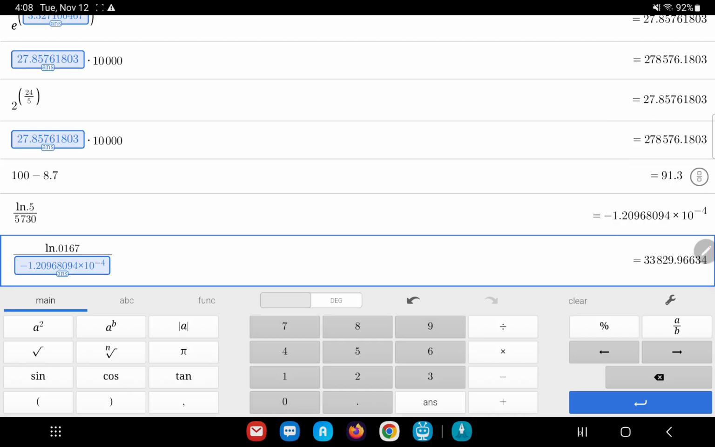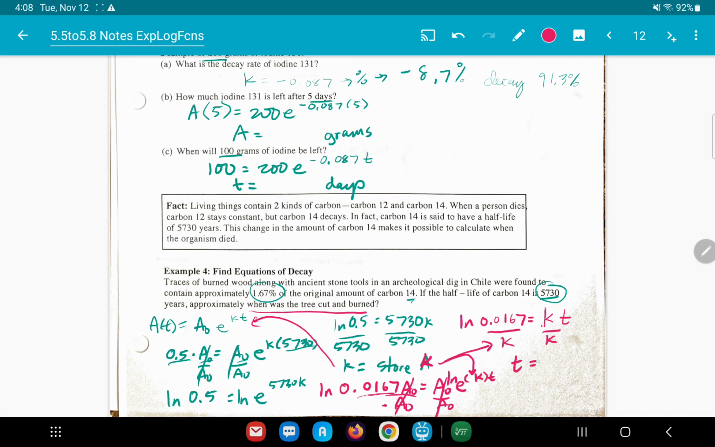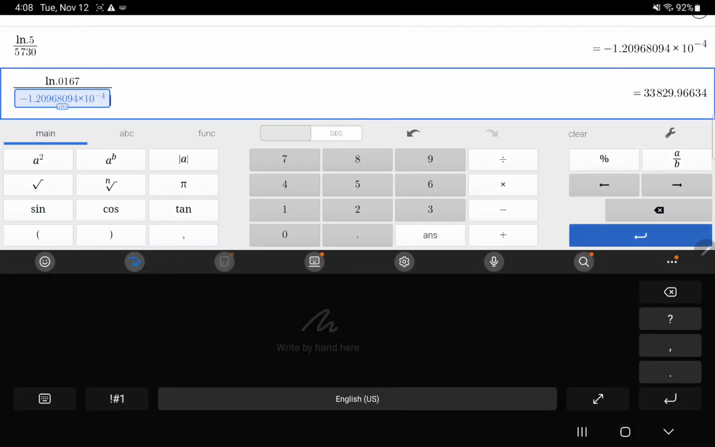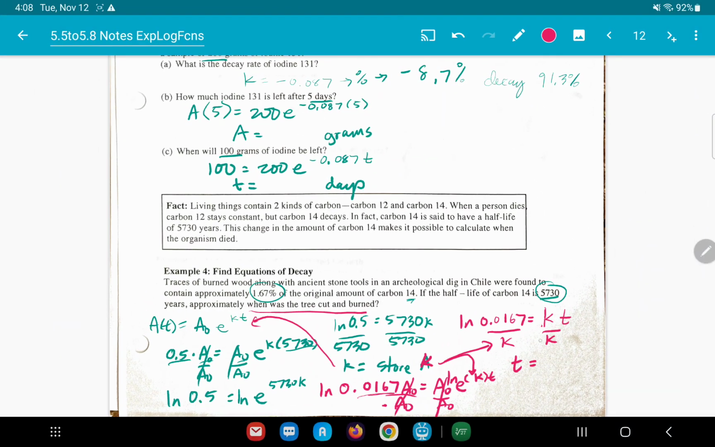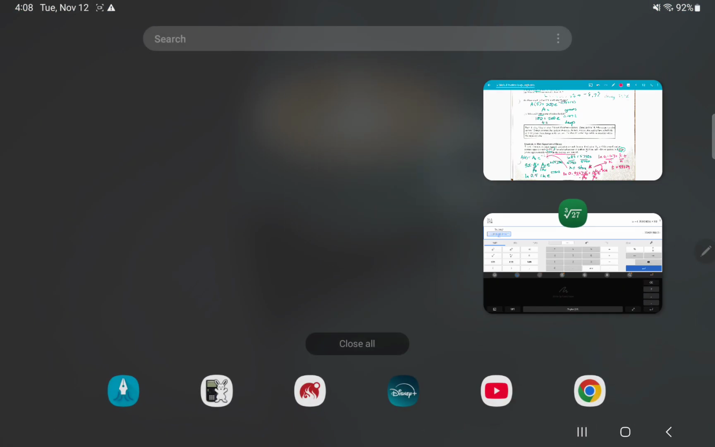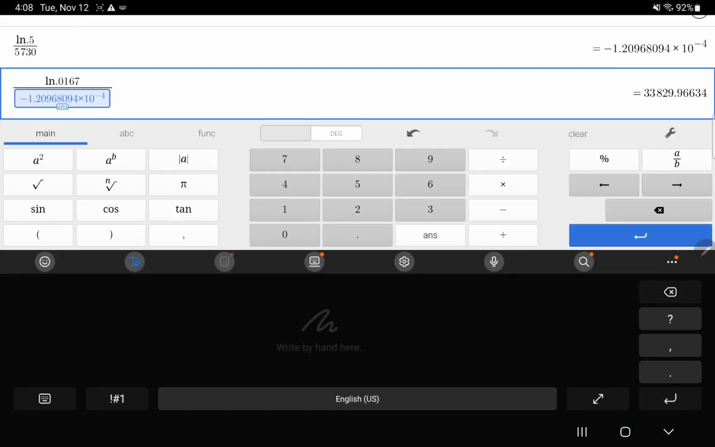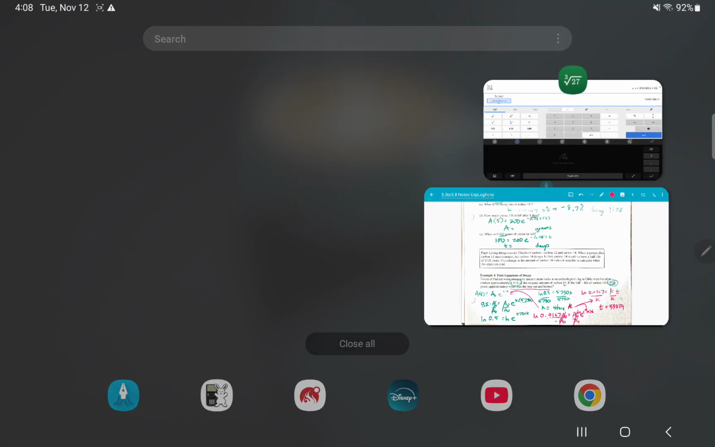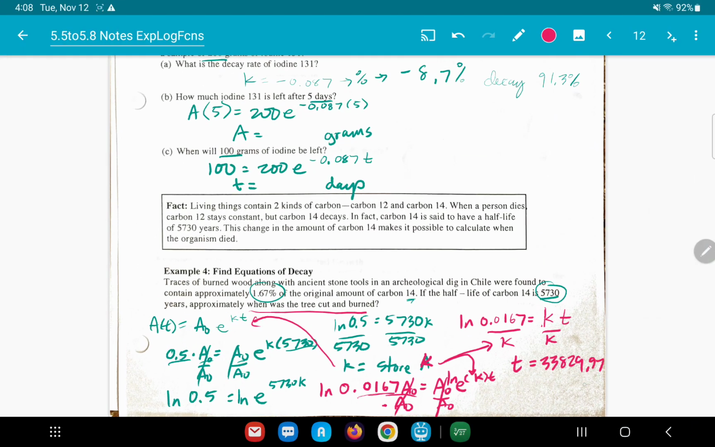Okay, so here we are. So that t value, that was quite a large number. We just put that in there, 33,829. What number is that? 0.97, and this is in years. So it's going to take quite a bit of time.